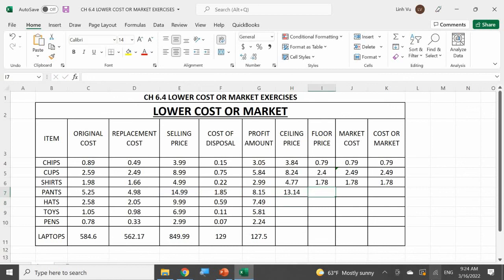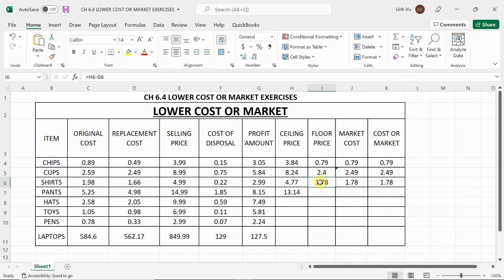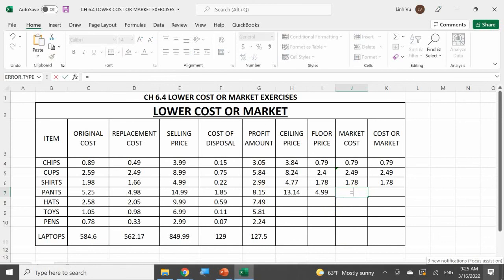$13.14. Okay. Then minus $8.15, which is $4.99. So let's compare, right? I've got $13.14, $4.99, and $4.98. Is $4.98 greater than $4.99? Oh, no. So in this case, $4.99 is your market.